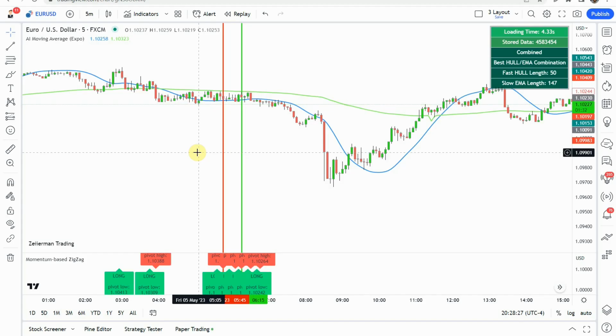Alright, as I said, today we will be looking at a 5-minute trading strategy. This strategy was tested on the Euro versus USD pair on the 5-minute time frame, like I said. And this particular strategy uses two different indicators. The first indicator is going to be an AI machine learning moving average indicator. It's called the AI moving average. The second one is going to be the momentum based zigzag, which I've put down here on the lower screen.